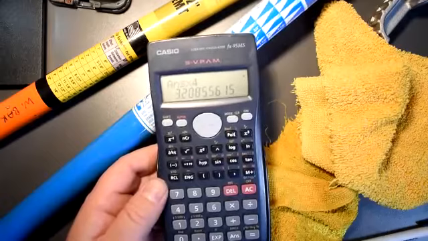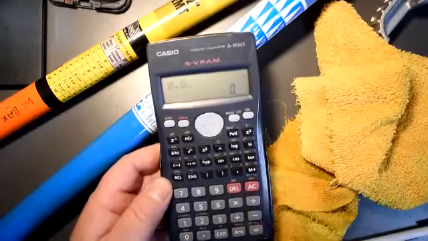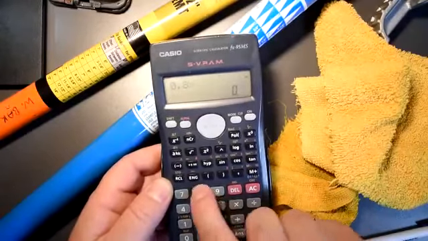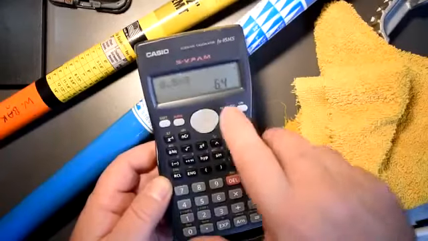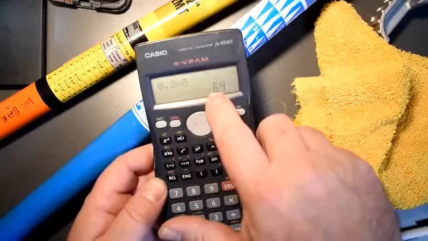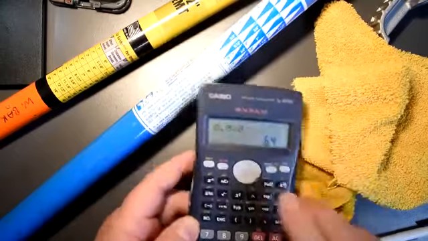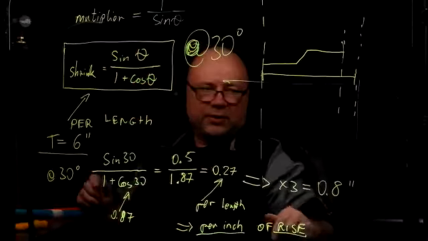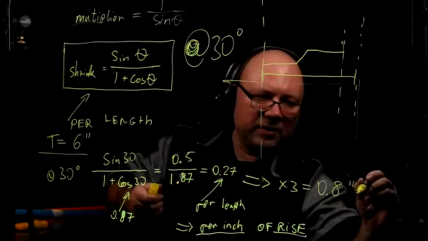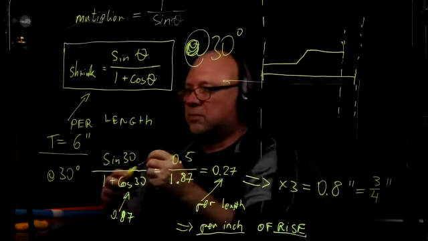We want to find out how many eighths, all right? 0.8, because that's the distance that we had, times 8. You look at the whole number, the closest to the whole number. It's 6/8, which is going to be 3/4, all right? So the shrinkage of that is going to be 3/4 of an inch. Cool, eh?